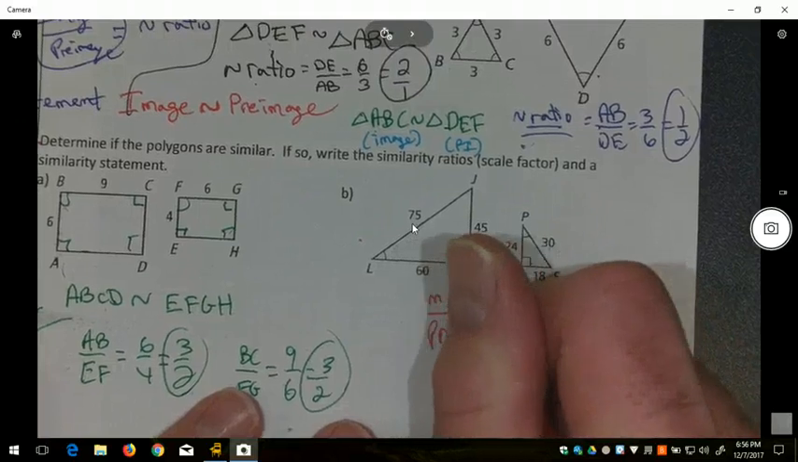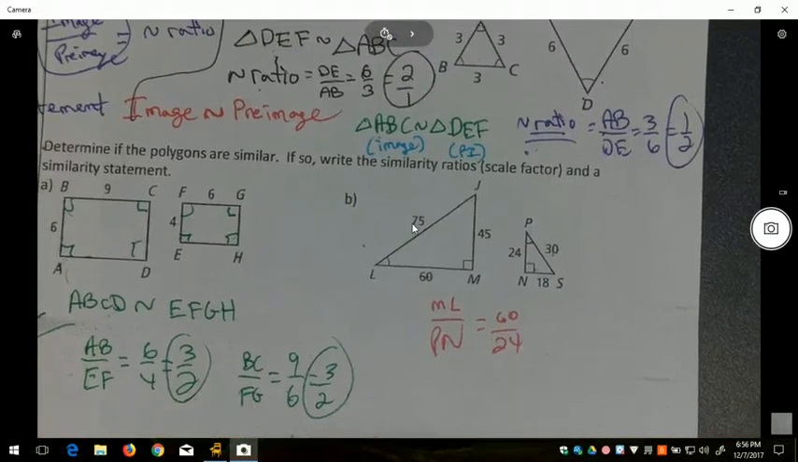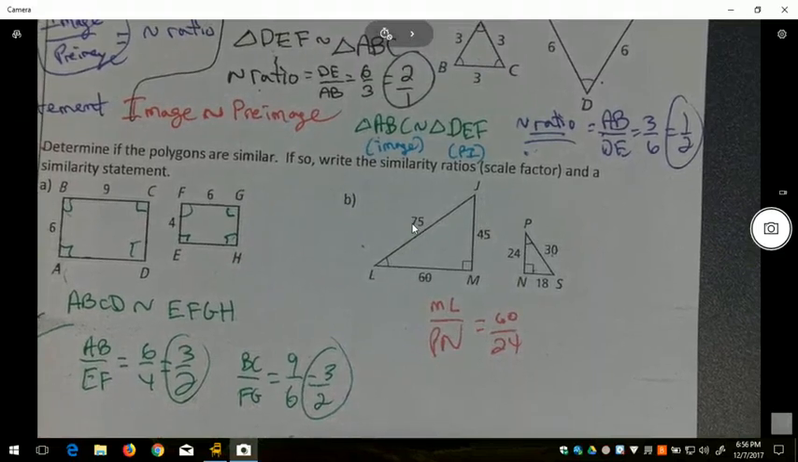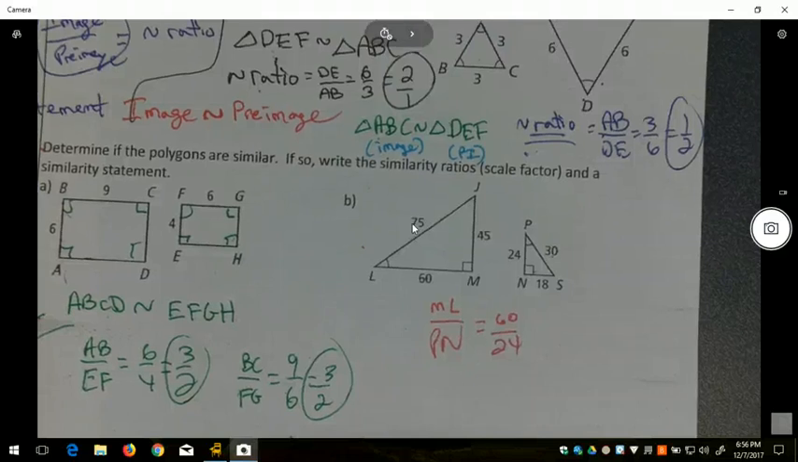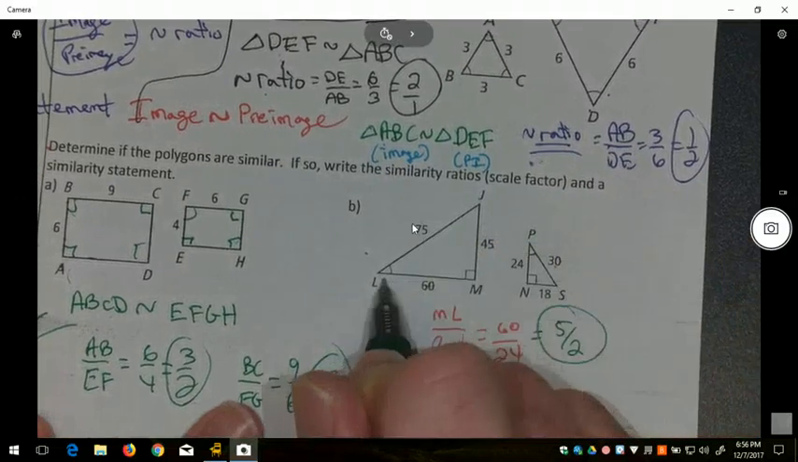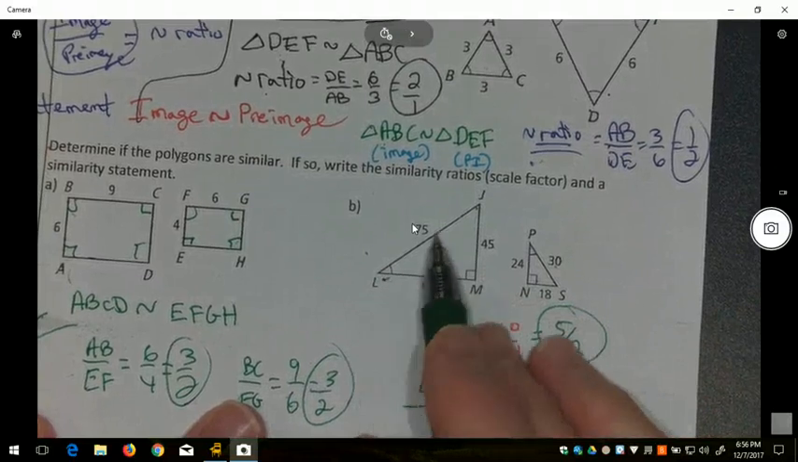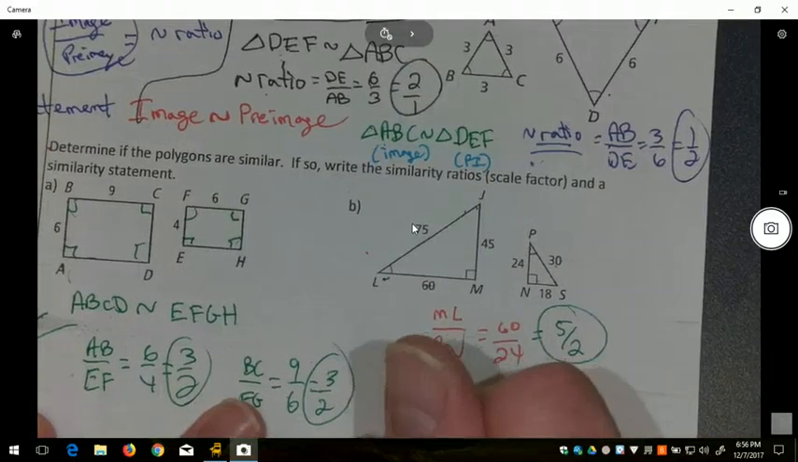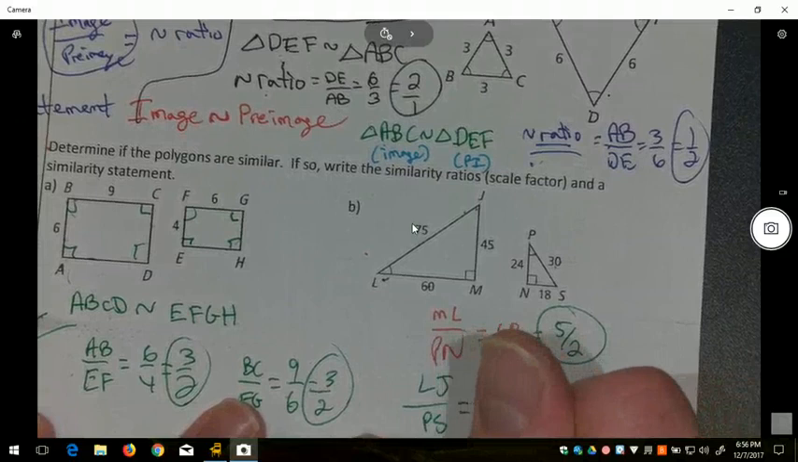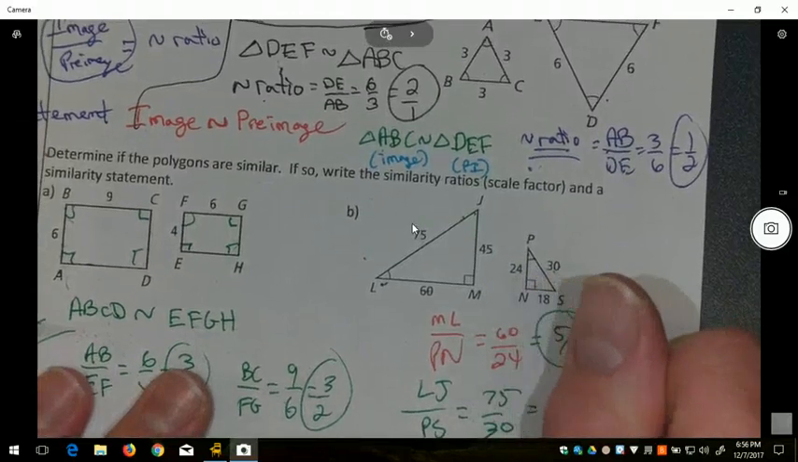So 60 over 24. Now I'm going to look at the other sides. I should reduce this first, though. 60 over 24, I know 4 goes into both of them. I'm getting 5/2, so that would be 12 goes into both of them, so 5/2. I'm also going to check this small angle to the unmarked angle, so LJ. Small angle to unmarked angle would be PS on the other shape. So that is 75 over 30. 75 to 30 also reduces to 5/2.